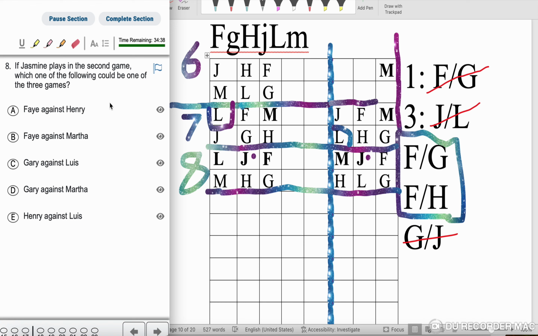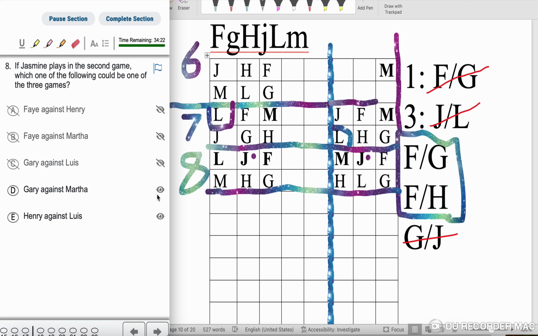So what do we see as possible? F against H, we don't see that possible. F against M, we don't see that's possible. And not only that, that's against the conditions because F has to play either G or H. So choice B is definitely out. G against L, we don't see it. And if you guys don't see it, just look at choice 8 right here.